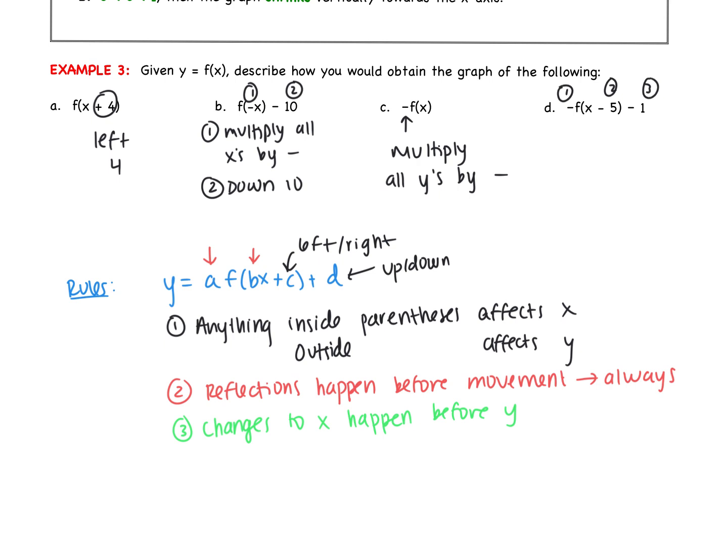Take 30 seconds, please, and write out what those 3 will do. That negative is going to multiply all of the y's by a negative 1 because it's outside. Inside parentheses, opposite of what you would think it would be, it's going to move us right 5 and then down 1.